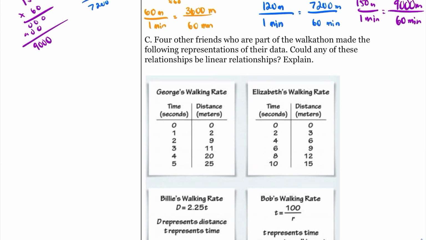Last question in 1.2, you guys. For the friends who are part of the walkathon, made the following representations of their data. Could any of these relationships be linear relationships? Explain. So take a look, talk to each other, figure out which are linear, which are not. I will say that there are some that are linear and there are some that are not. So just be sure you can explain why they are or why they are not. Okay, so take about like 2 minutes, talk to each other, and we'll get back to it.